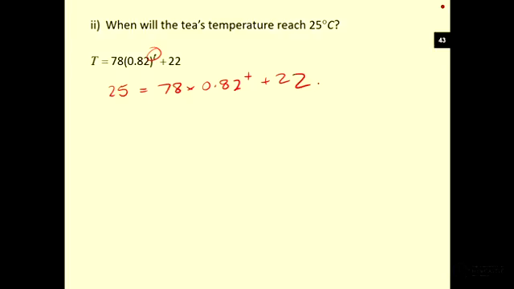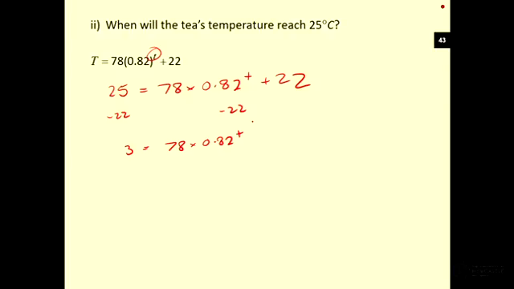What would be the first thing to do in this scenario? Just algebra stuff. The easiest thing to do here is minus that 22. Before, if that plus 22 wasn't there, I'd be saying divide both sides by 78. But the rules of algebra are get rid of the easy things first. Subtracting 22 from both sides is definitely the nicest thing to do here. So that becomes 3 equals 78 times 0.82 to the t.